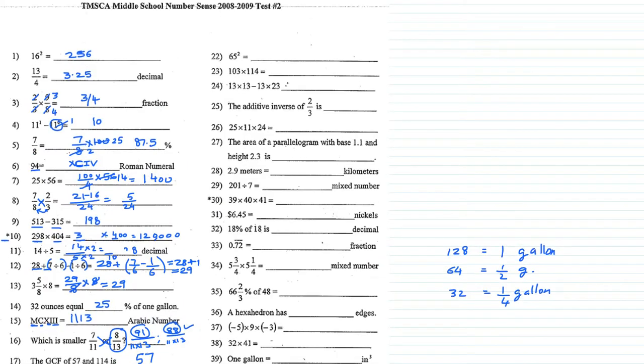Question 22, 65 squared. So basically it is 65 times 65. Whenever you have the last digit as 5 and it is multiplied with another number that also has the last digit 5, I want you to remember this step. Step number 1 is write 25. So 5 times 5 is 25. And then you take the number 6 in this case and multiply it with the next number, which is 7. So 6 times 7 is 42. So the answer is 4225.